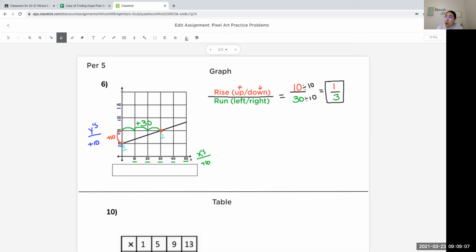So you always want to take a look at your scale here on the y-axis. Make sure you know, okay, every jump here is 10, or every jump here is 2, or every jump here is 4. Keep that in mind when you're looking at your rise and when you're looking at your run. So at this point, we can go back to your question number 6.